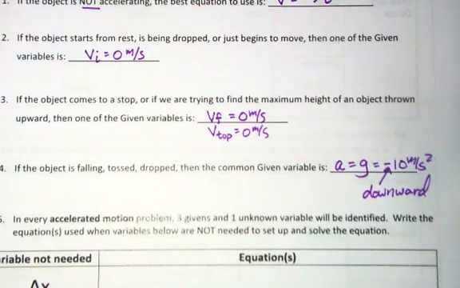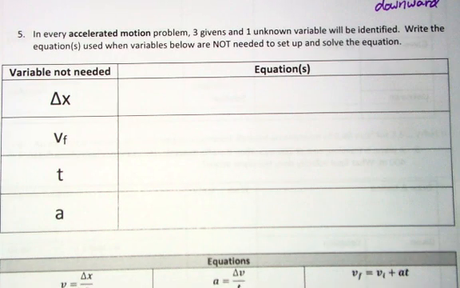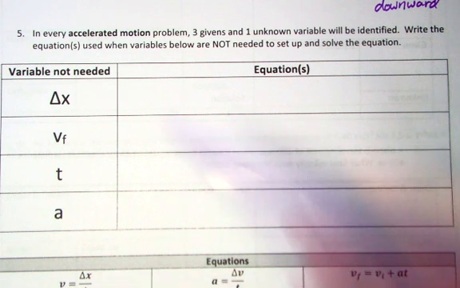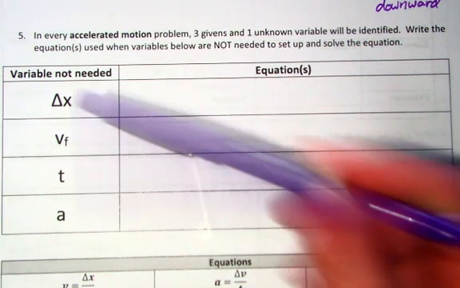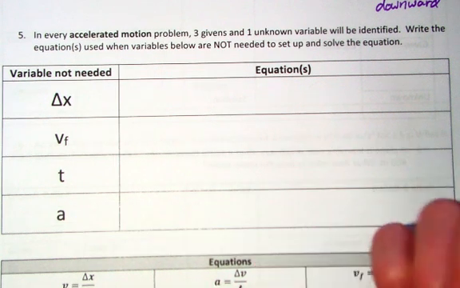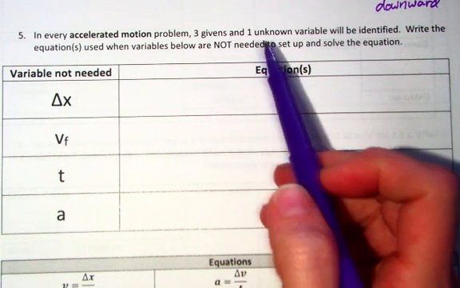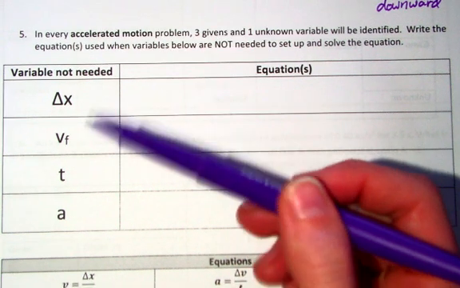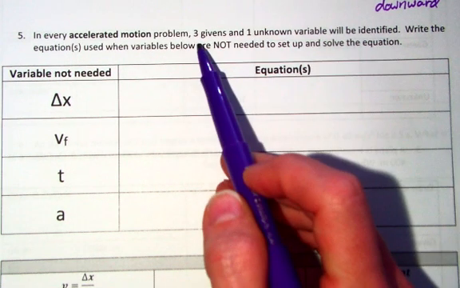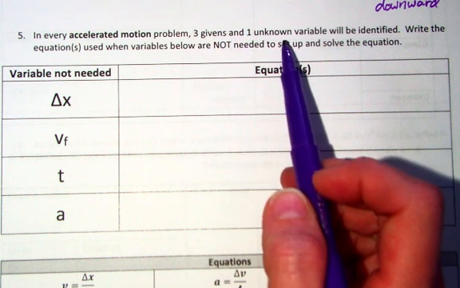The biggest thing we want to get in the habit of is identifying the variables that we know. We have 5 variables: delta x, v final, time, acceleration, and v initial. We're going to have 3 givens and 1 unknown, and it's going to turn out that one of these variables is not needed to solve. So the 3 givens and the 1 unknown are the 4 variables we need in our equation.